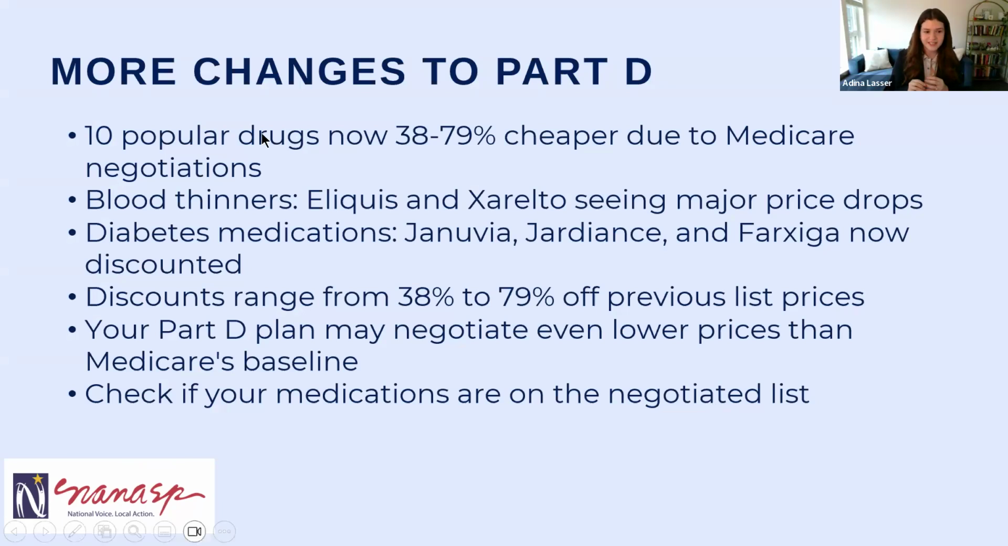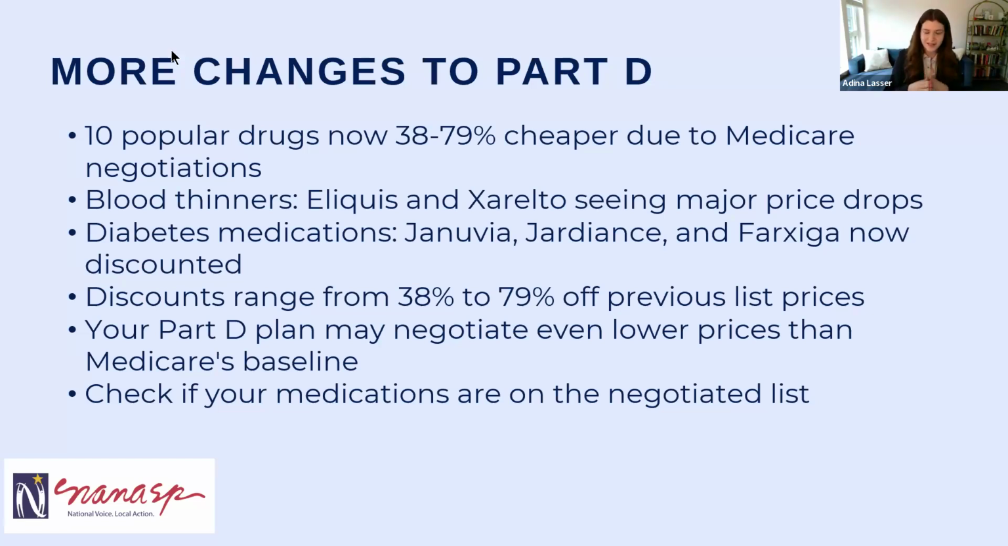All right, a couple more changes to Part D. CMS, or Medicare, is now negotiating the cost of 10 prescription drugs with the manufacturers, meaning that the costs to the program are going to be going down, and these drugs are hopefully going to be a little bit more available to people because there's a requirement that they be put on the formulary. So it'll be interesting to see if your medications are on the negotiated list or not.